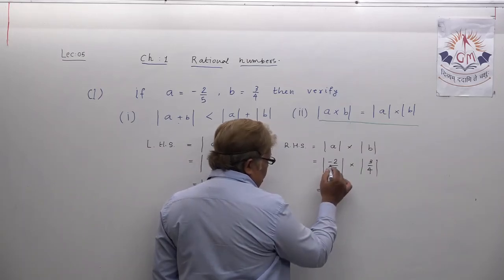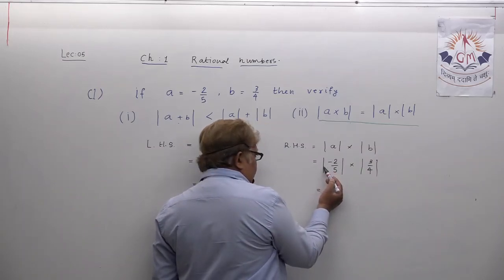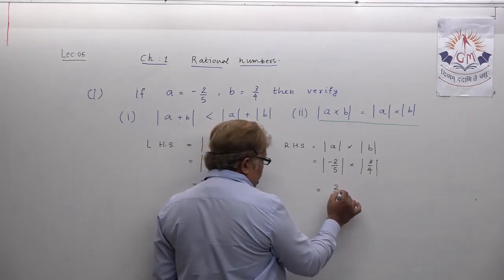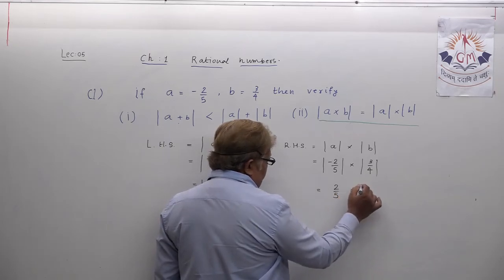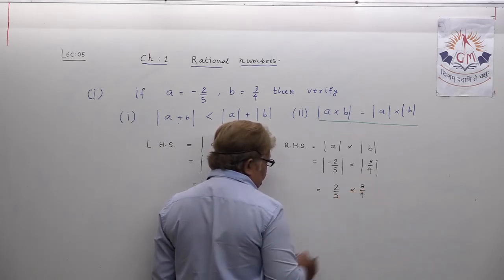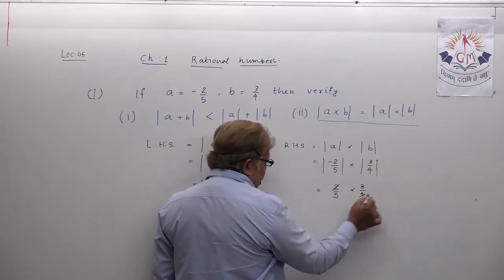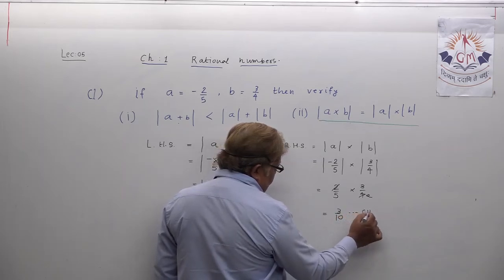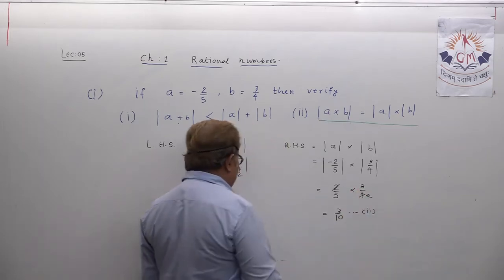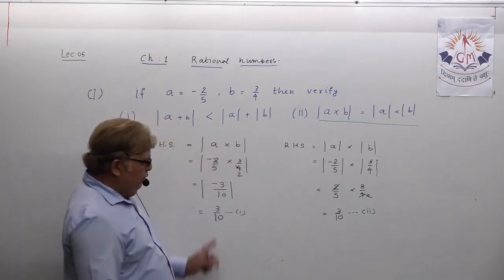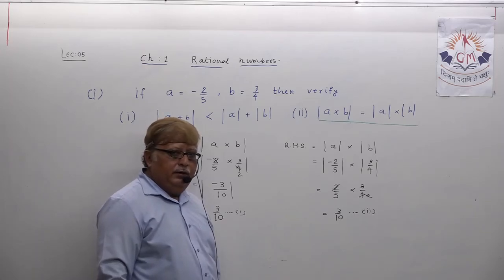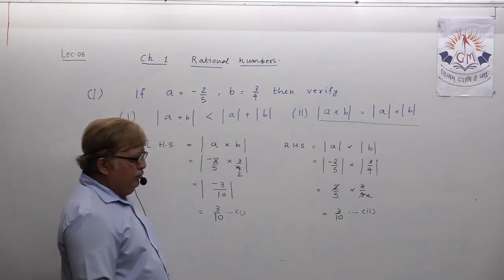Now you have to take the absolute value of this rational number. It is 2 upon 5. Absolute value of this rational number, 3 upon 4. Just cancel, and whatever is left you just multiply. You got result number 2: 3 upon 10. You can verify that LHS and RHS both turn out to be the same.